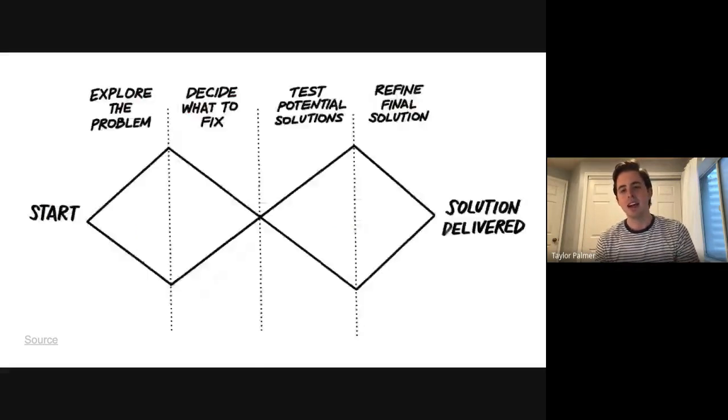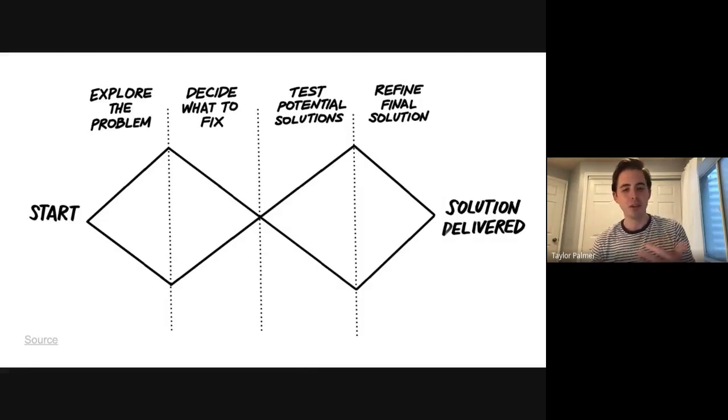Next slide. This is a different way to show the double diamonds, and I like the titles they put here on top. The first divergence is exploring the problem. The first convergence is deciding what to fix. Then the second divergence is testing potential solutions, and the final convergence is refining the final solution. There are a lot of different ways to interpret and understand this. I wanted to give you as many different forms of it as possible, to find whatever matches your mental model best and whatever words help you the most. But I have found that following this model in design is really helpful.